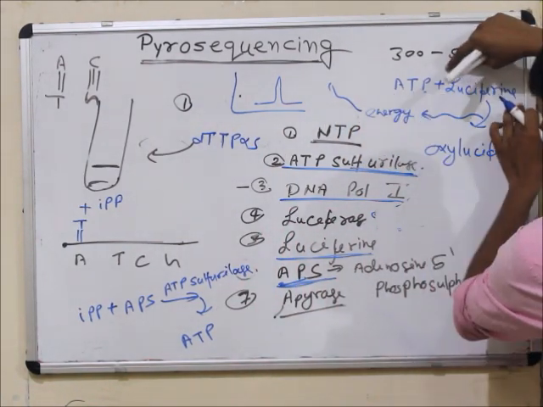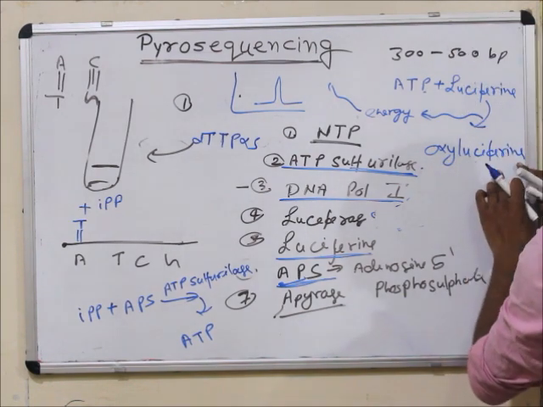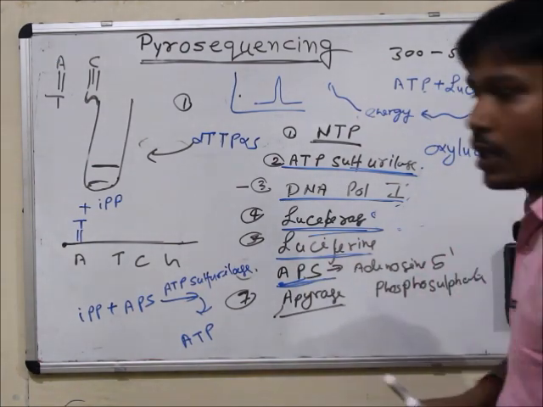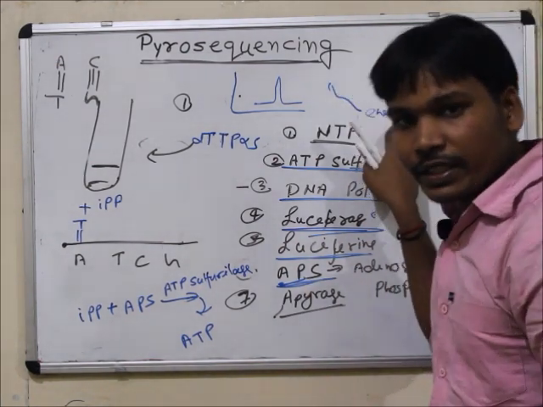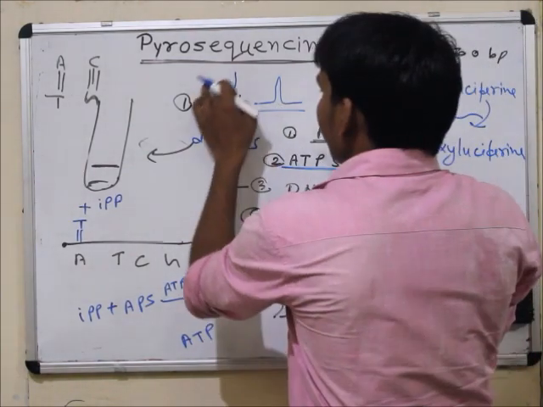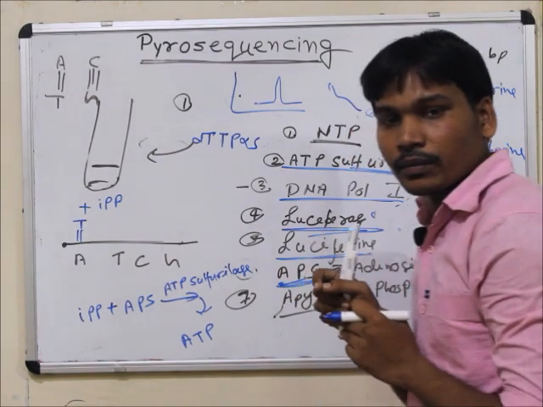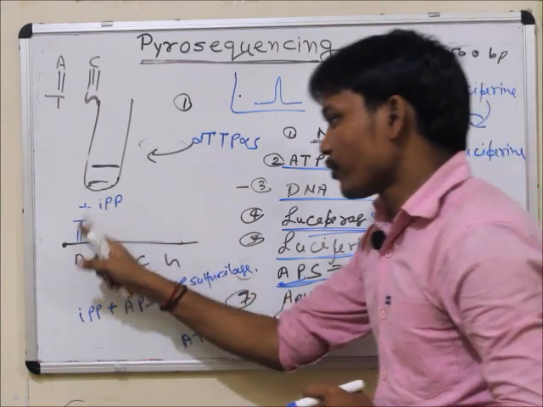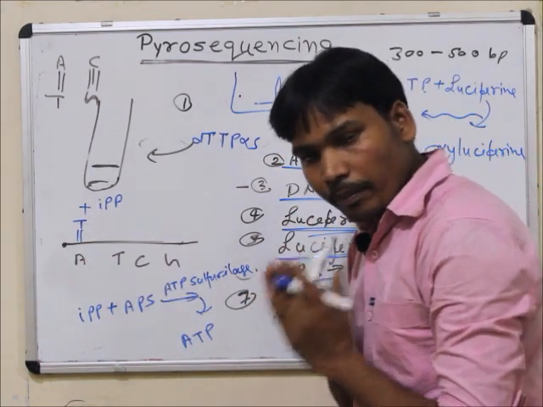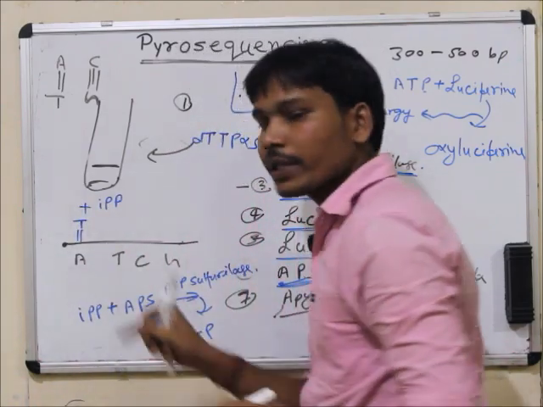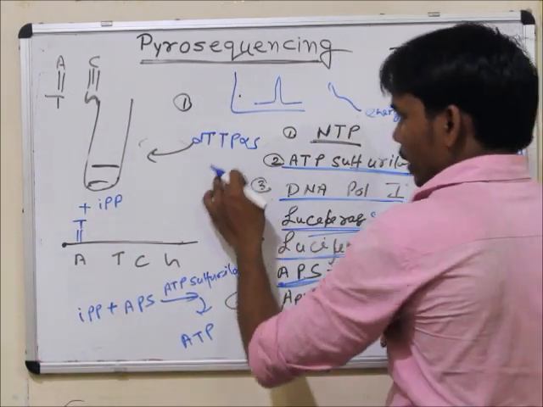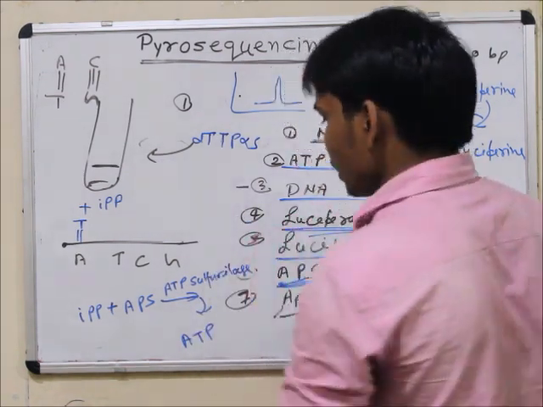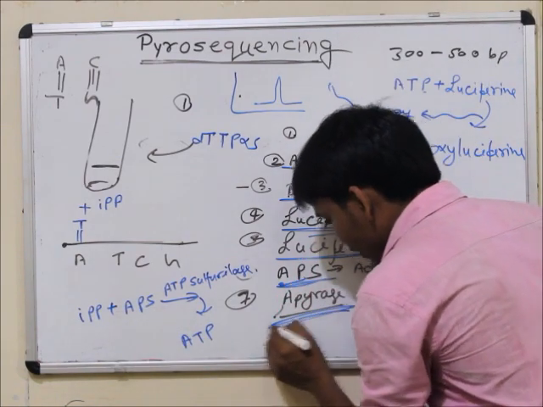Again I am repeating, ATP plus luciferin is converted into oxyluciferin in the presence of luciferase enzyme, and there is release of energy in the form of light, and this is detected by the automated system. That was the condition if T matches or is complementary to A. Then another base is added. If the base pairs do not match, that will be degraded by the apyrase enzyme.